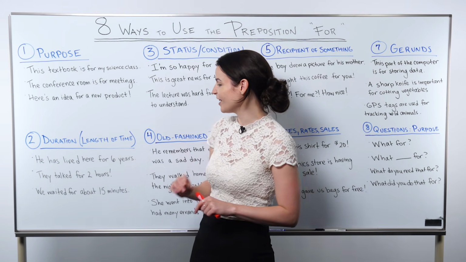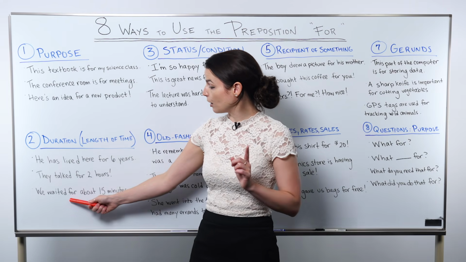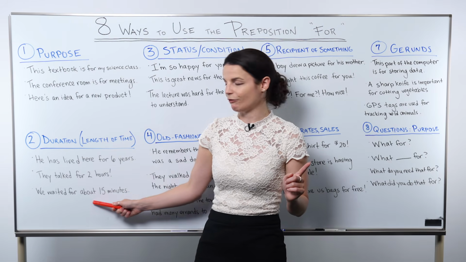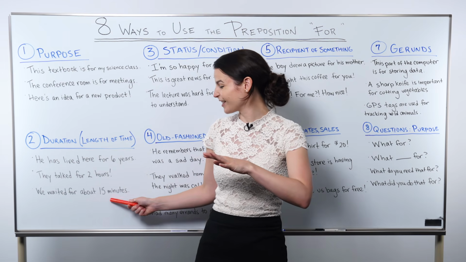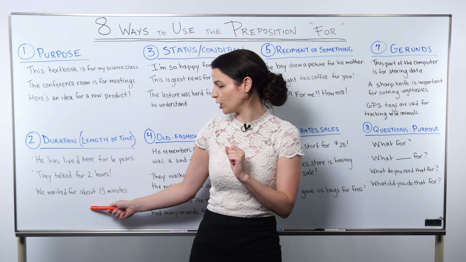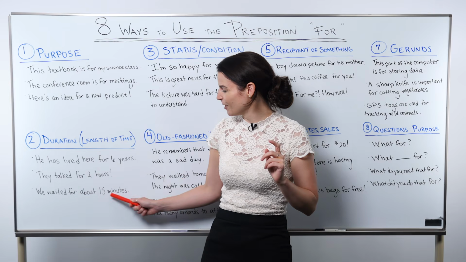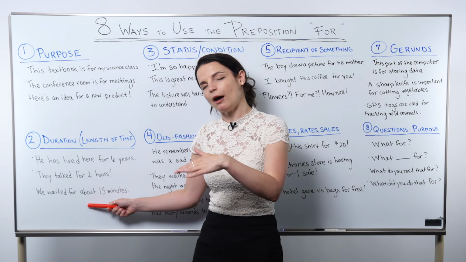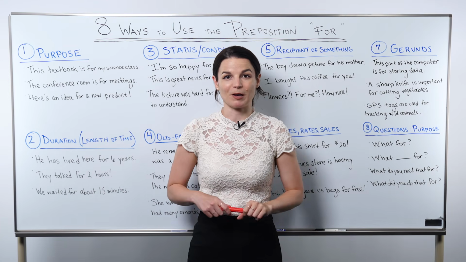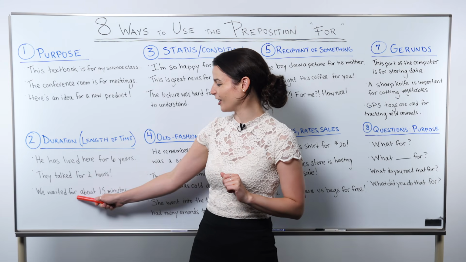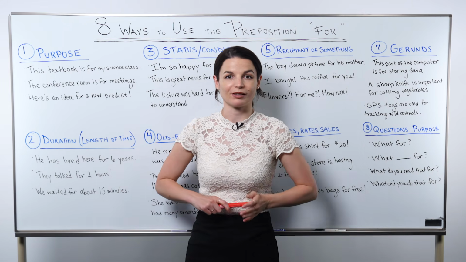Okay, one more example of this. We waited for about 15 minutes. Here we have for before about 15 minutes. So if you want to make a guess or express something close to this time, you can use about in this position. Don't put about before this. We waited about for 15 minutes. No, don't do that. Put it before the duration of time. We waited for about 15 minutes is perfect. So we can use for to talk about duration as well. It's usually very clear when we are using for to describe duration because there's this kind of length of time expression after the preposition. Okay, great.